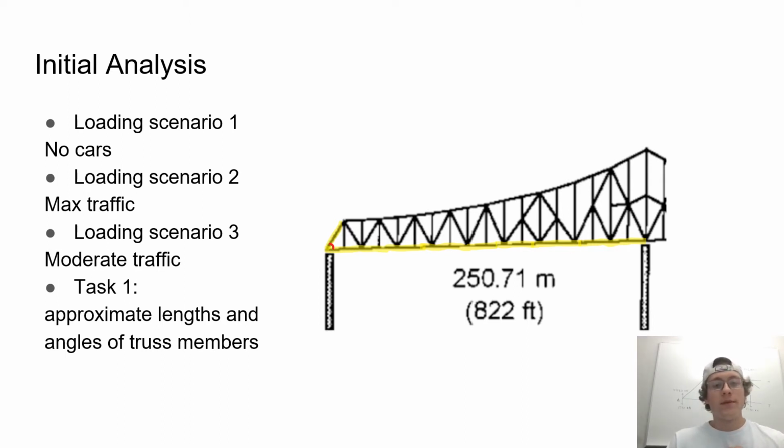But before we were able to do the actual truss analysis, there were several things we had to approximate. First of which being the actual lengths and angles of these truss members. So we used the image shown here to basically generate a proportion.